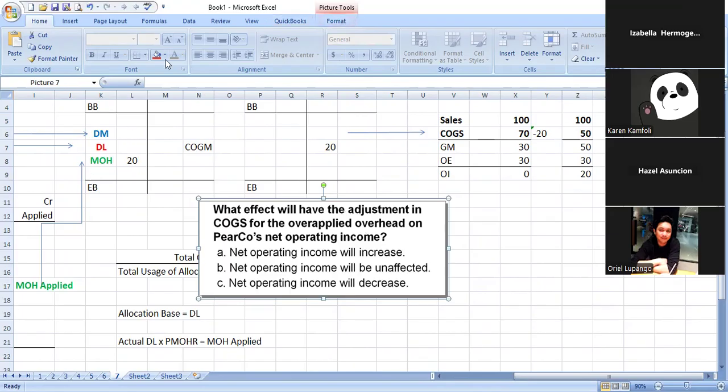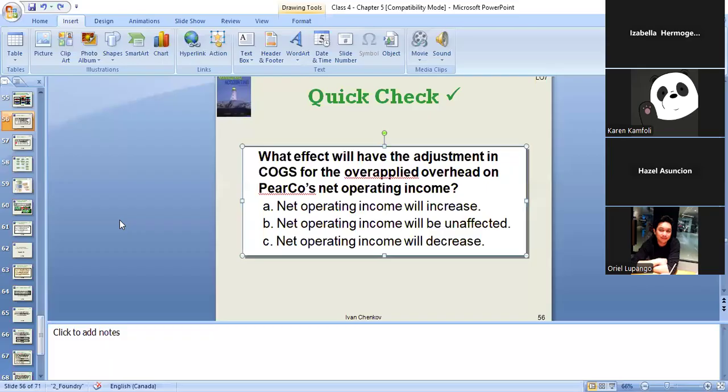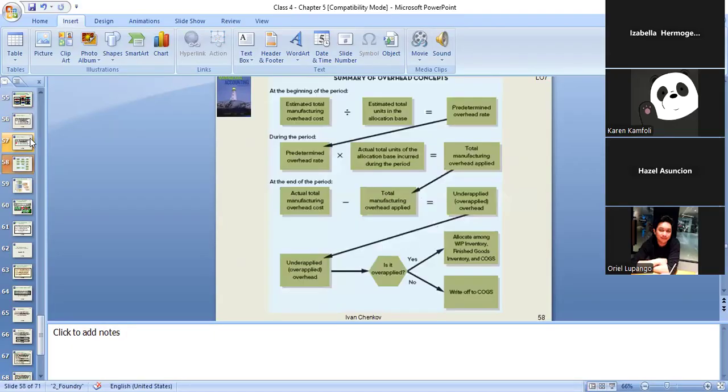Does this make sense, people? Yes. So if I under apply the overhead, it should decrease, yes. Okay. That's correct. So in this case, our operating income is going to increase.